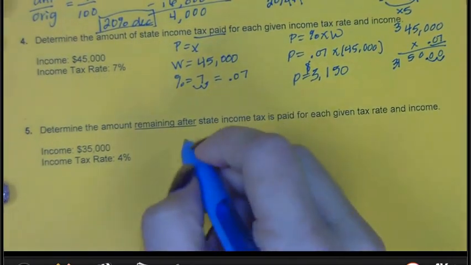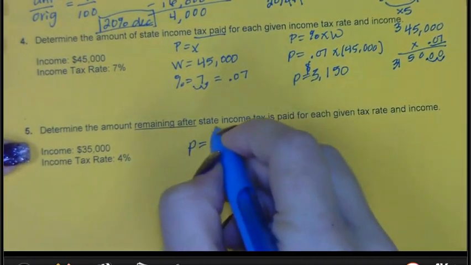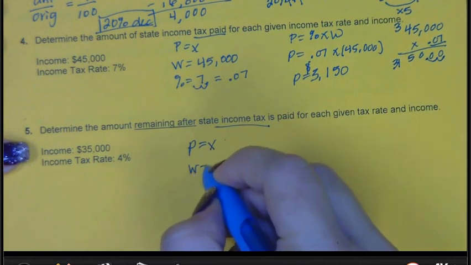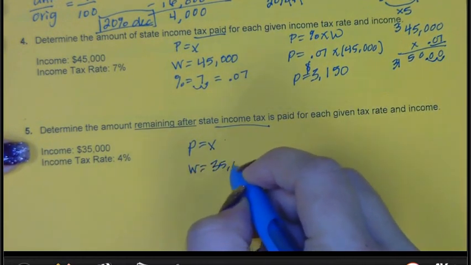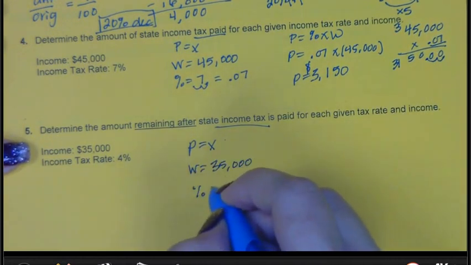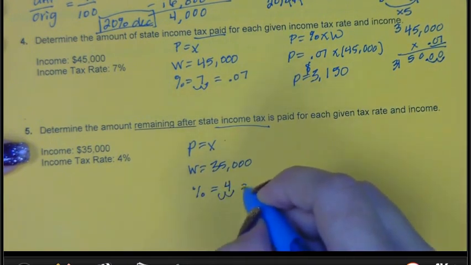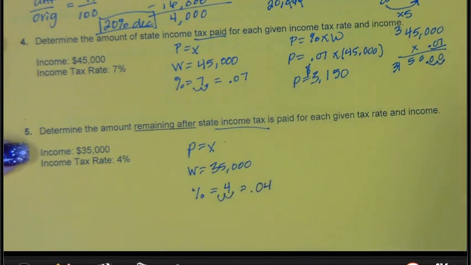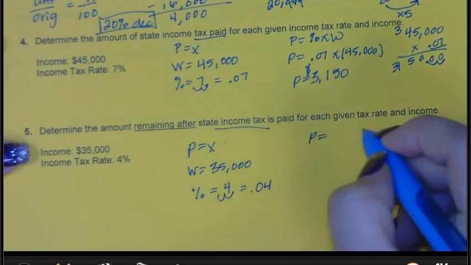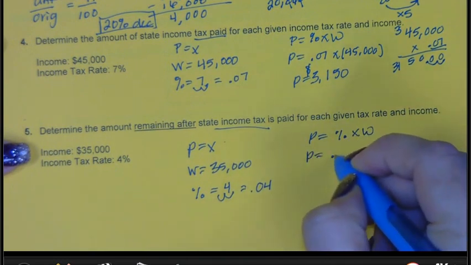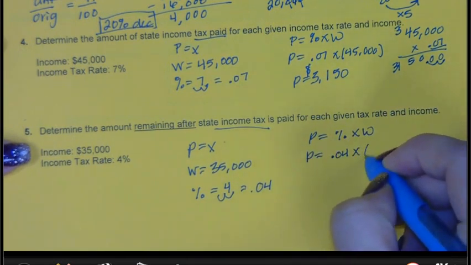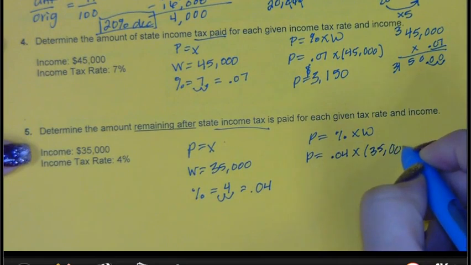All right, let's try the next one, number 5. So we are trying to find the state income tax again, so we do not know our part. Our total is $35,000, and our percent is 4%, which we need to turn into a decimal, so I'm going to move it 2 times to the left to give me 0.04. All right, so part is equal to percent times the whole. Part is equal to 0.04 times $35,000.